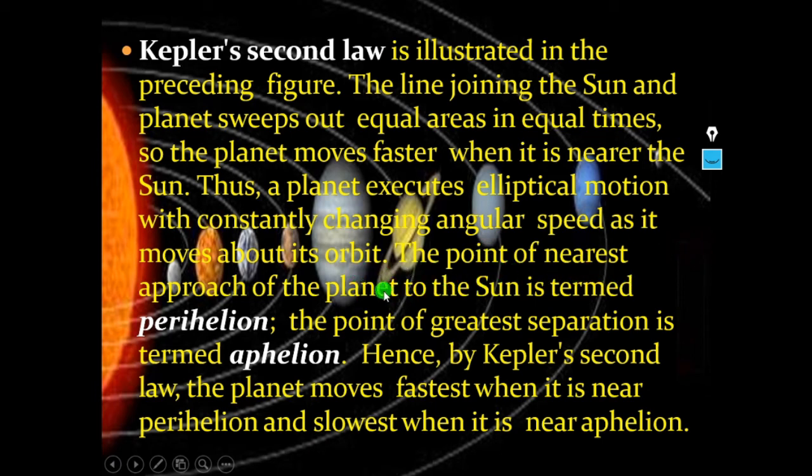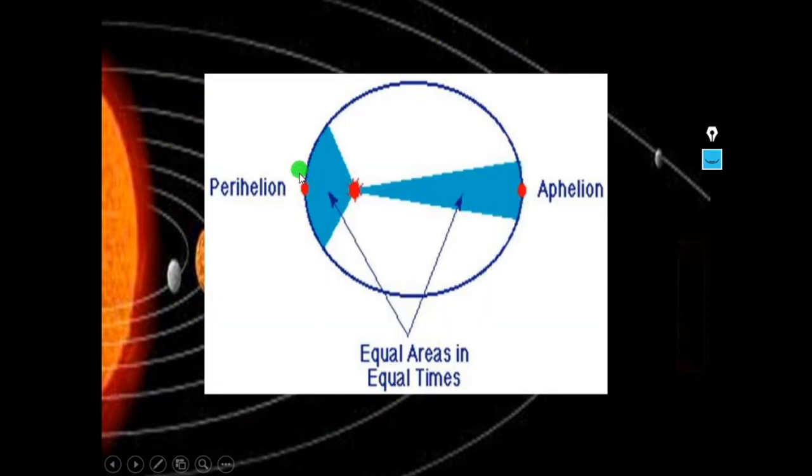The point of nearest approach of the planet to the Sun is termed perihelion. As I just told you, when the distance between the Sun and Earth is very less, that nearest point is called perihelion. The point of greatest separation is termed aphelion. Hence, by Kepler's second law, the planet moves fastest near perihelion and slowest near aphelion. Near the Sun, the planet moves with a very high speed compared to when it is at the aphelion place.